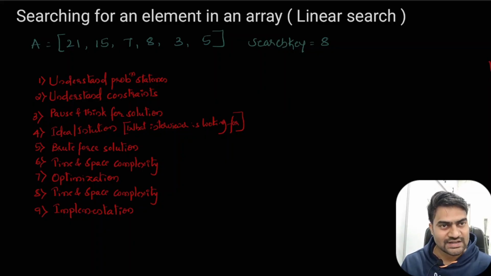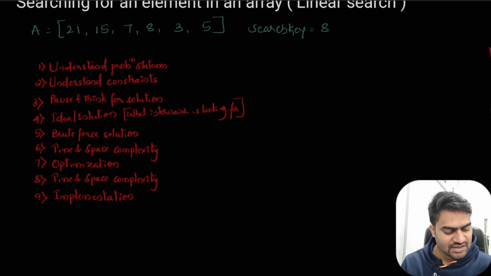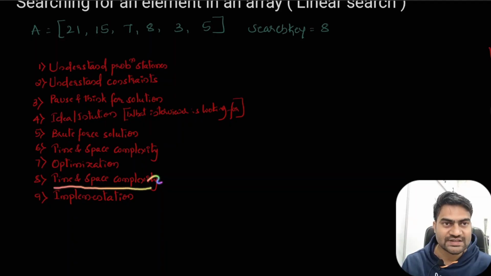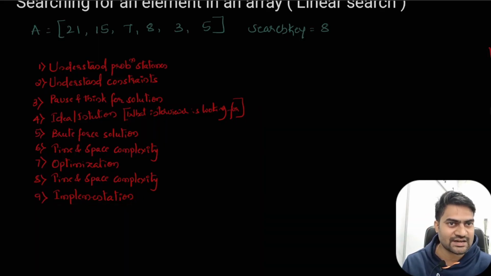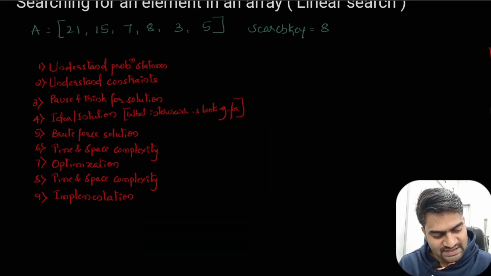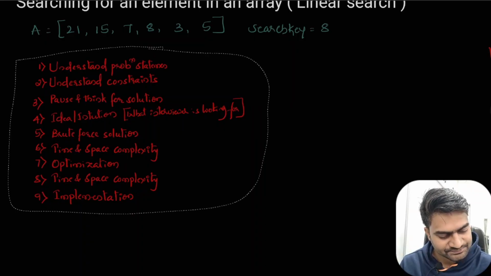So that we will try to understand, and then we will try to come up with a brute force solution. And then we will see what is the time complexity and space complexity for the brute force solution. Then we will try to optimize the solution, and come up with time complexity and space complexity for the improvised version. Then we will move on to the implementation. This is the standard way which we are going to follow in the entire series. So with that, let's move this aside and let's get started.